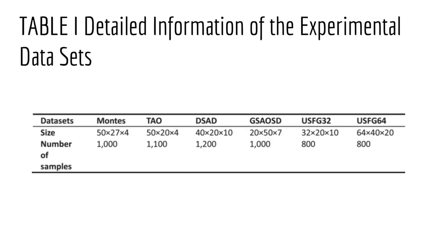In this table we can see the dimensionality of the 5 datasets, which are used for testing the proposed algorithms. You can see that they are all 3-dimensional tensors, and if you look at the last one on the very right of the screen, which is named USFG64, you can see that it has the highest dimensions of all, 64 by 40 by 20, which is a high dimensional tensor. The second row represents the number of samples taken for performing these experiments. In this case, it doesn't exceed the value 1200.